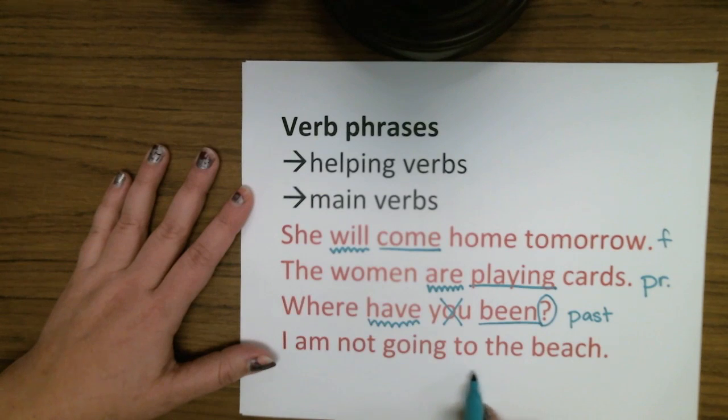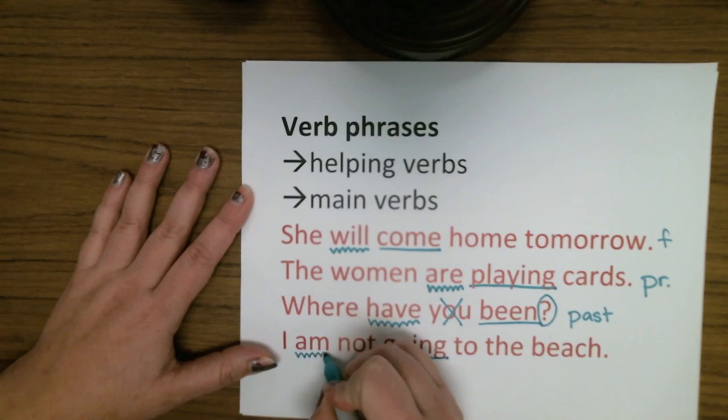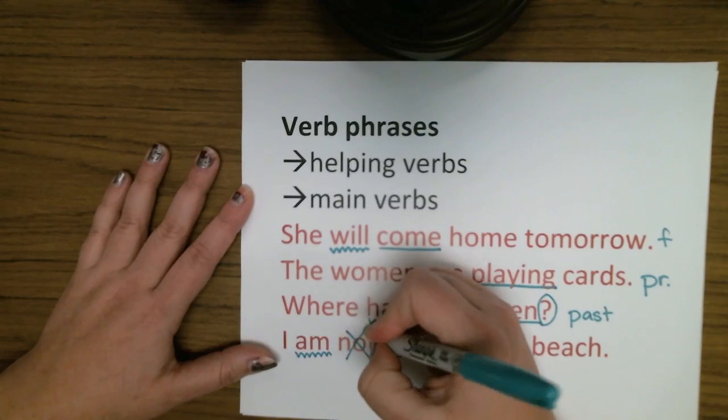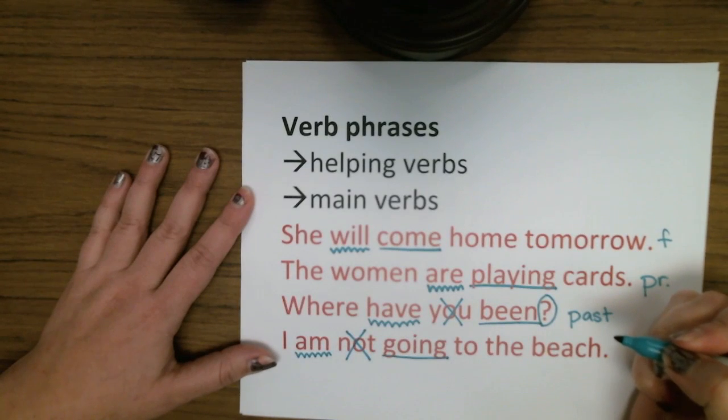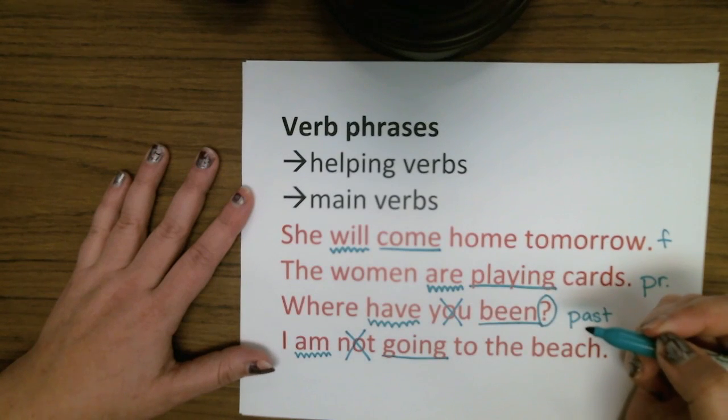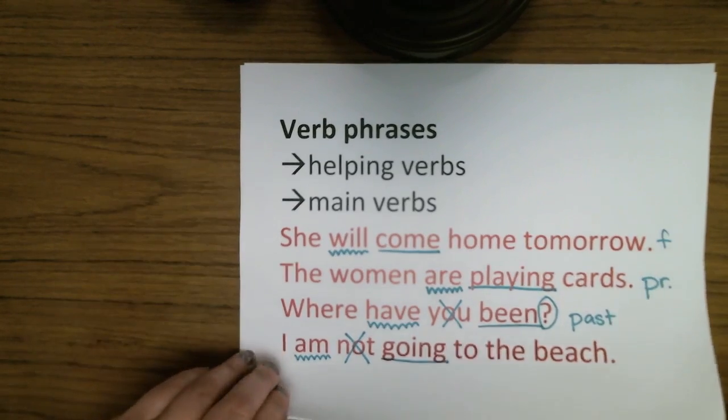Last sentence here, I am not going to the beach. So going is my doing word, right? And am is my helping verb. Now, not is not a verb. It's actually an adverb. Never would be the same thing. Do not underline not or never as parts of your verb phrases or you. Make sure that the only words you're actually counting as verbs are in fact verbs.